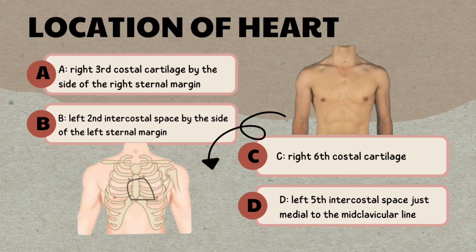This is additional information, which is the location of the heart based on surface marking, which we have labelled A, B, C and D. A is at the right third costal cartilage by the side of the right sternal margin, and B is the left second intercostal space by the side of the left sternal margin. C is at the right sixth costal cartilage, and the last label, D, is the left fifth intercostal space just medial to the mid-clavicular line.